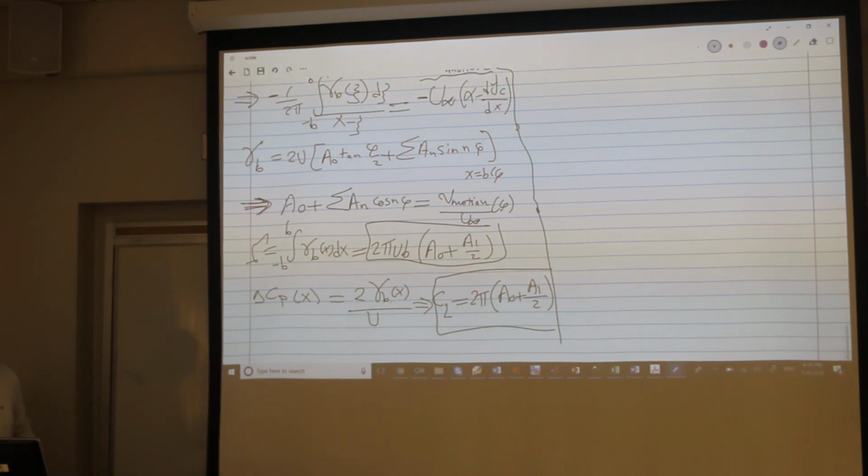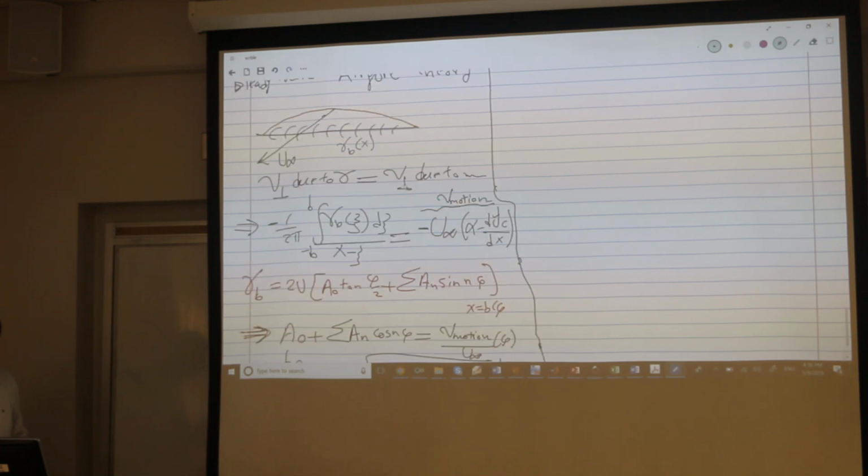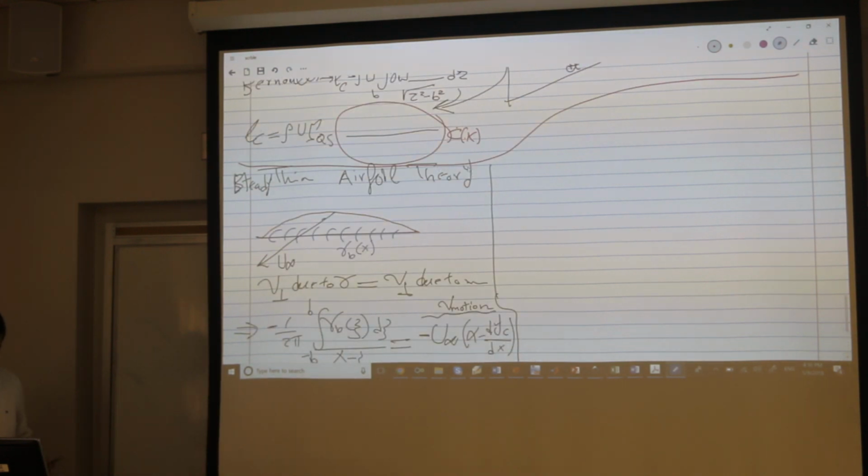Any question about that? So this was just the airfoil theory that we did before in detail, and you were tested upon it. And what if we have the unsteady version of it?